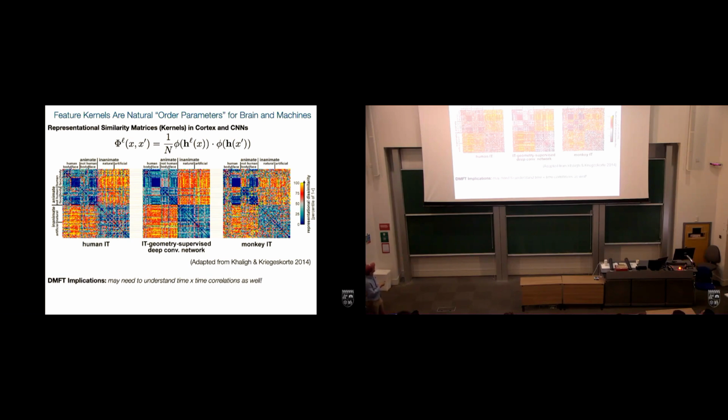And so, the implication of our little toy DMFT thing in artificial networks is that maybe if you really wanted to characterize inductive bias, you can't just take snapshots. Maybe you need to understand how these things are evolving. So time by time correlations might be important. Okay, we discussed this in this little review.